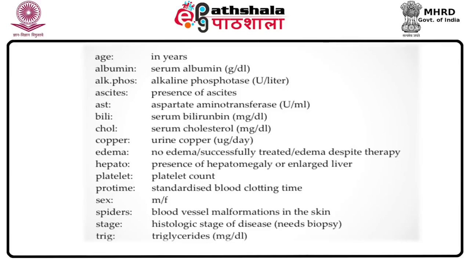So here are the covariates which have been included in this dataset: age in years, the serum albumin, alkaline phosphatase, presence of ascites, yes or no, aspartate aminotransferase, serum bilirubin, serum cholesterol, urine copper, edema, whether present successfully treated or present despite treatment, hepatomegaly or enlarged liver, platelet count, blood clotting time, sex, spiders or blood vessel malformations in the skin, the stage of the disease, the histologic stage of the disease, and the triglyceride.